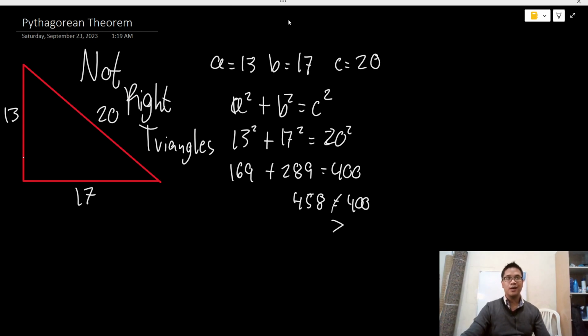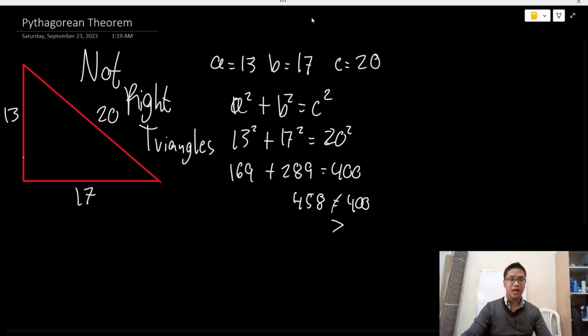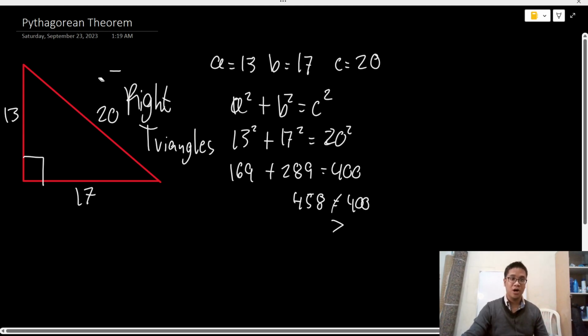So why did I include this one as one of the examples? Because sometimes, a right triangle should have a 90-degree angle, right? Sometimes it is not shown. So just in case, we need to know if it's a right triangle or not. Okay? So there we go. That's basically it.